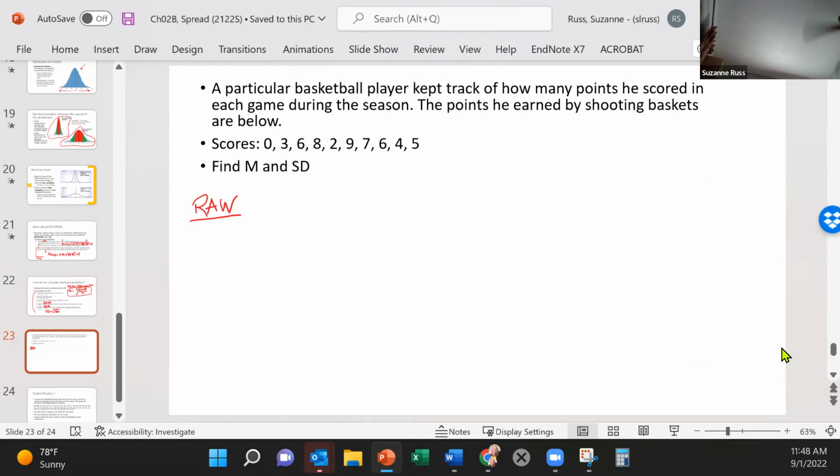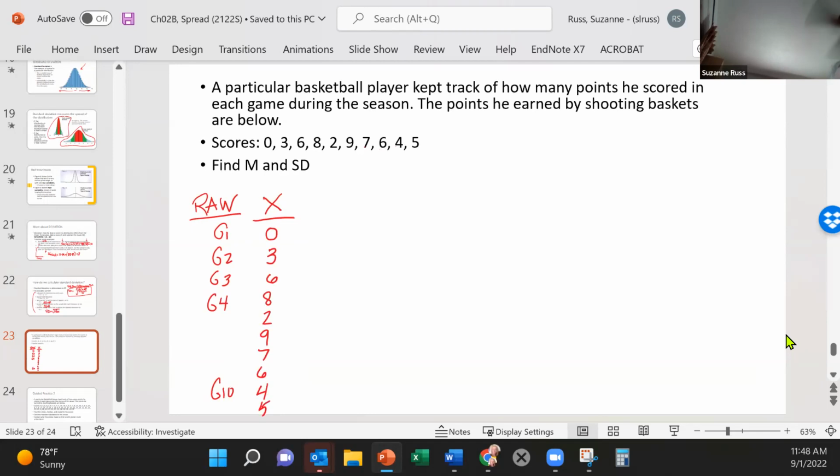we would have, first of all, game 1. I'm going to put G1, G2, G3, G4, 1, 2, 3, 4, 5, 6, 7, 8, 9, 10, all the way up to game 10. And then if we organize the scores, I'll put a heading here that says X, and we'll have 0, 3, 6, 8, 2, 9, 7, 6, 4, and 5.